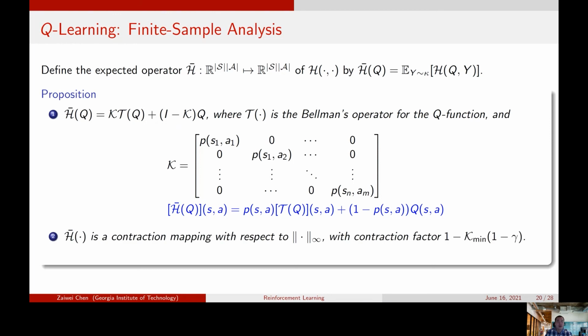Similarly, we can show that the expected operator H bar is a contraction mapping with respect to the sub-norm, with contraction factor 1 minus k min times 1 minus gamma, where k min is the minimum entry of the stationary distribution on state action pairs. Also, H bar has a unique fixed point Q star. So all the assumptions of applying our stochastic approximation results are satisfied. We next present the finite sample bound of the asynchronous Q-learning algorithm.